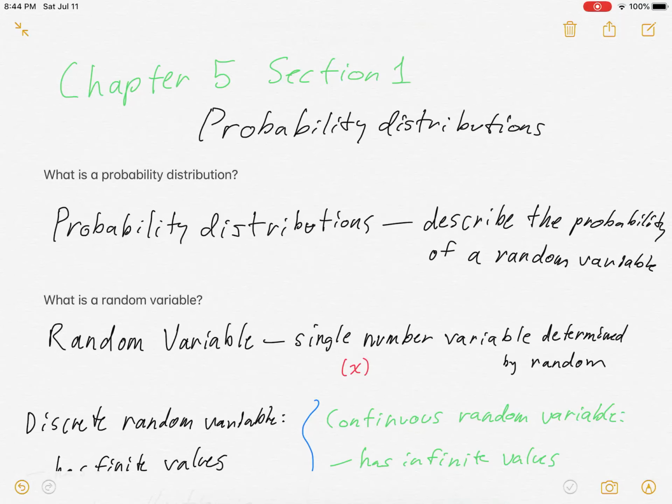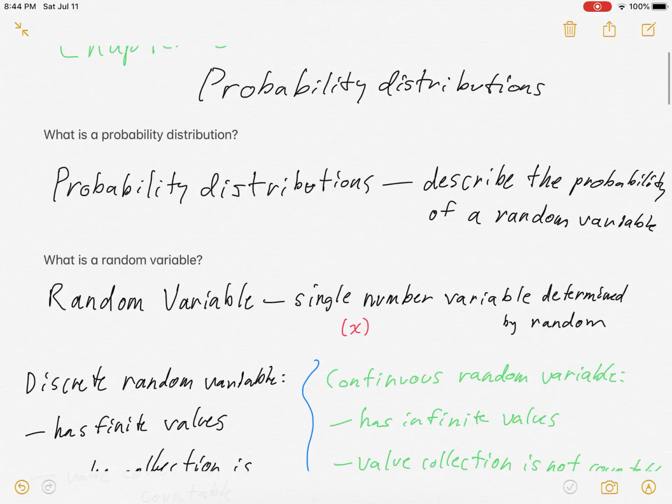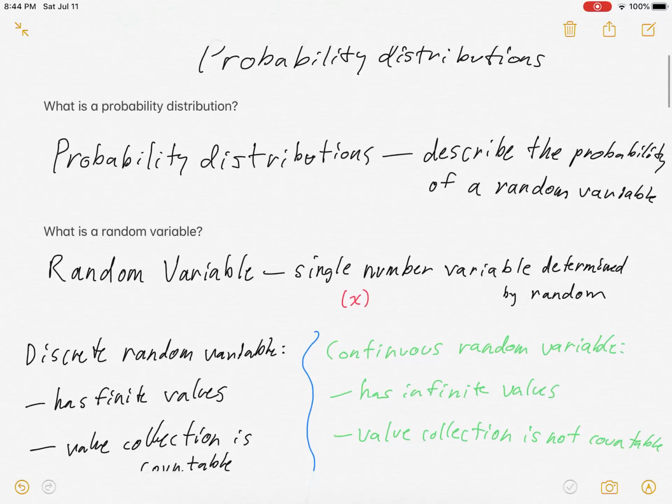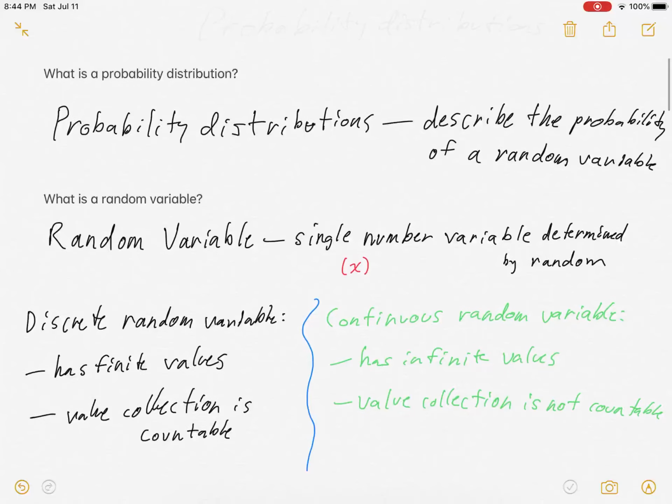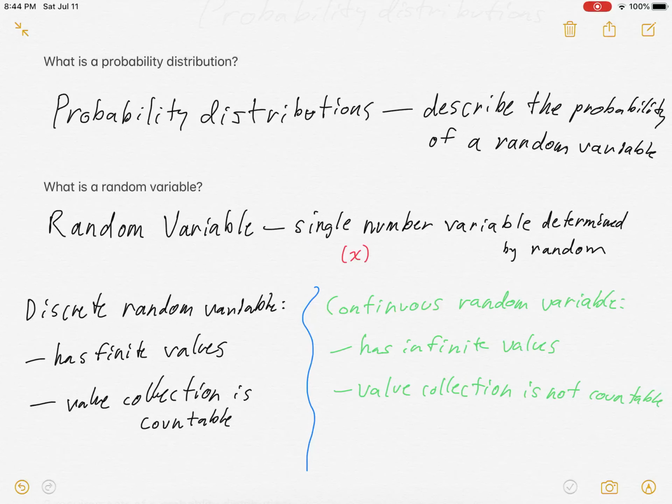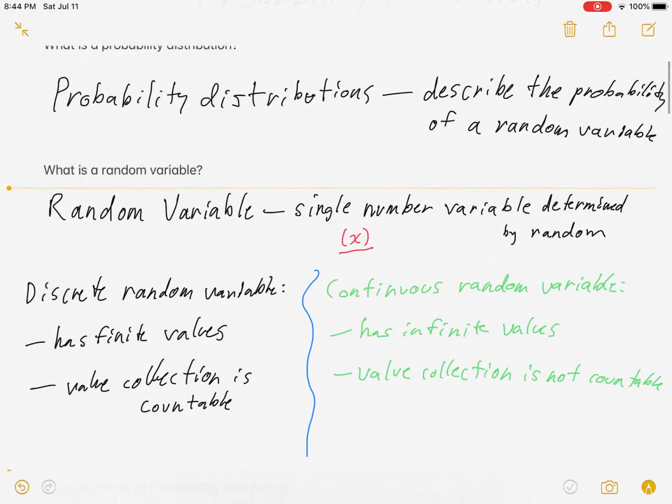So you might be asking, what is a probability distribution? A probability distribution is a way to describe the probability of a random variable. And a random variable is a single number variable determined by random chance. It's usually denoted by the letter x, as shown here.